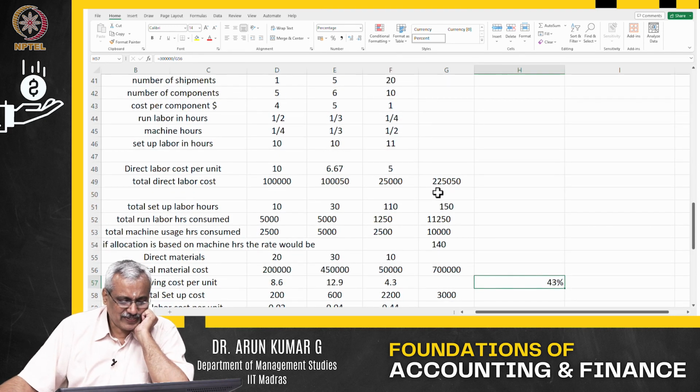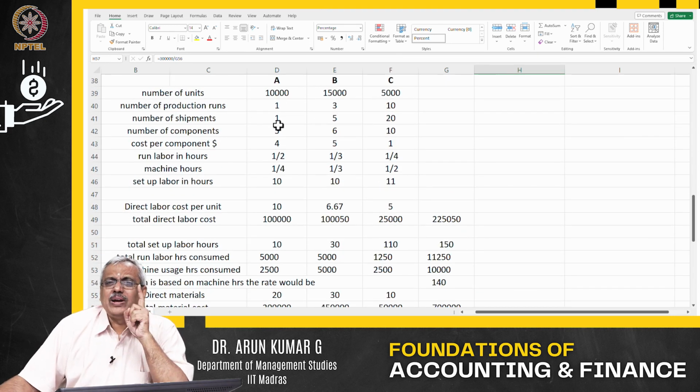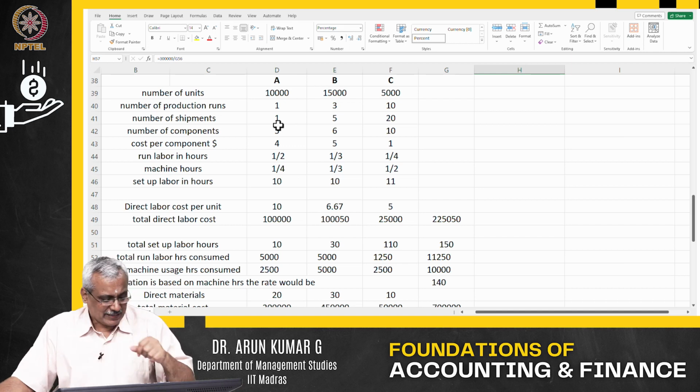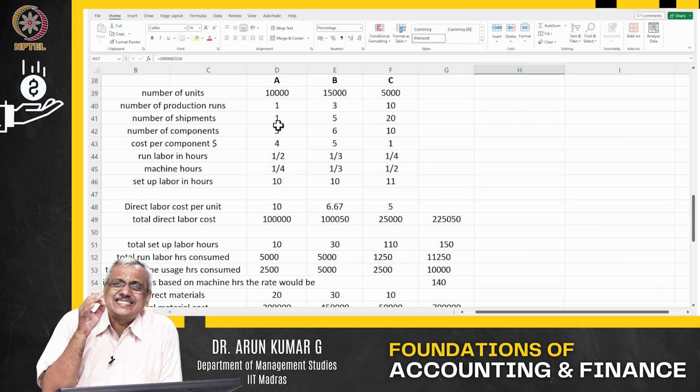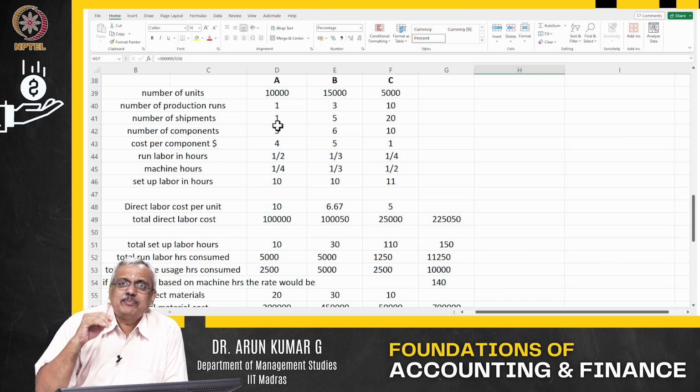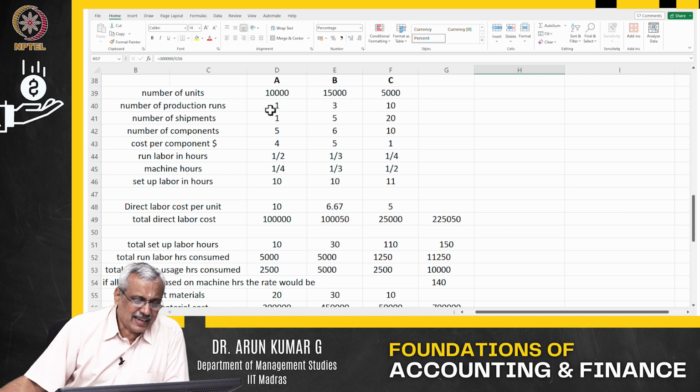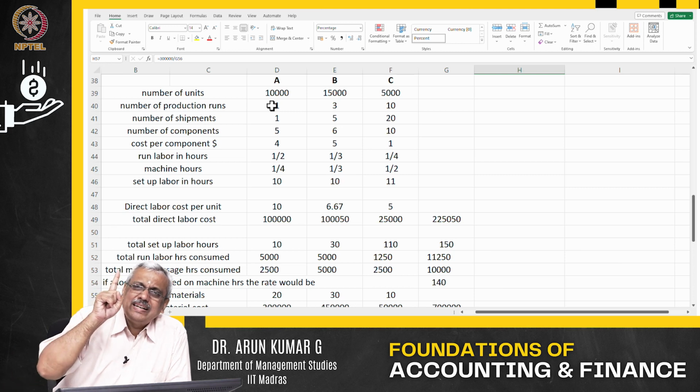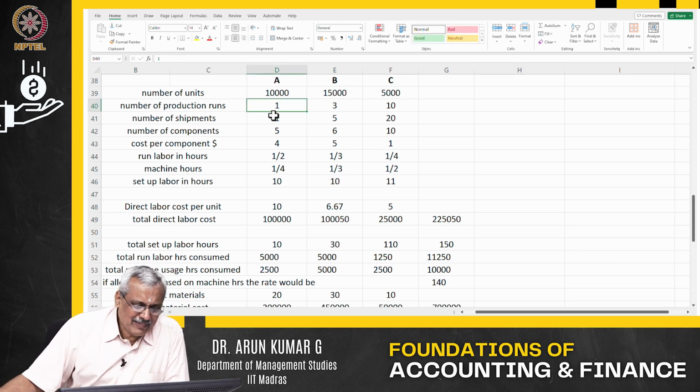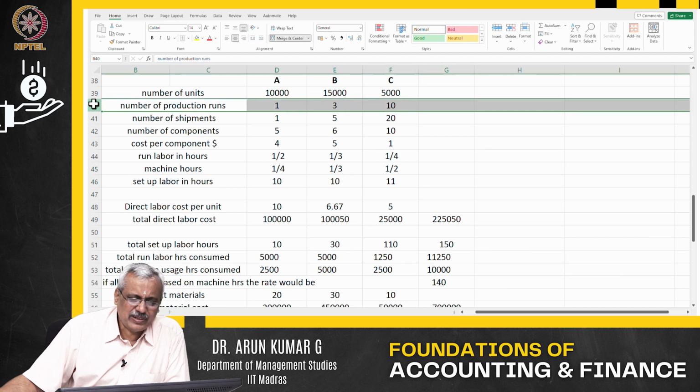Let us see in the case of A. Let me reiterate, I am going to make some assumptions. Imagine you are following just-in-time management, JIT. If you are following JIT, let us say that I receive material only once for every production run. So for A, I will have only one production run, as you can see here, so I will receive the components only once.